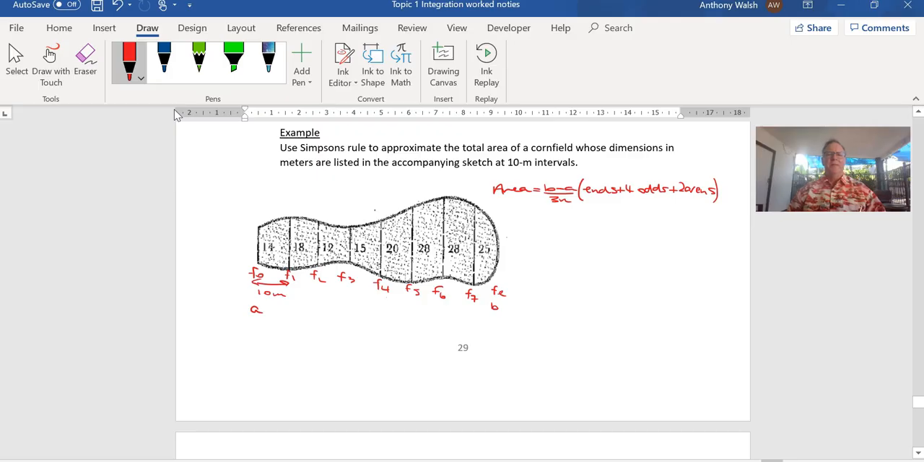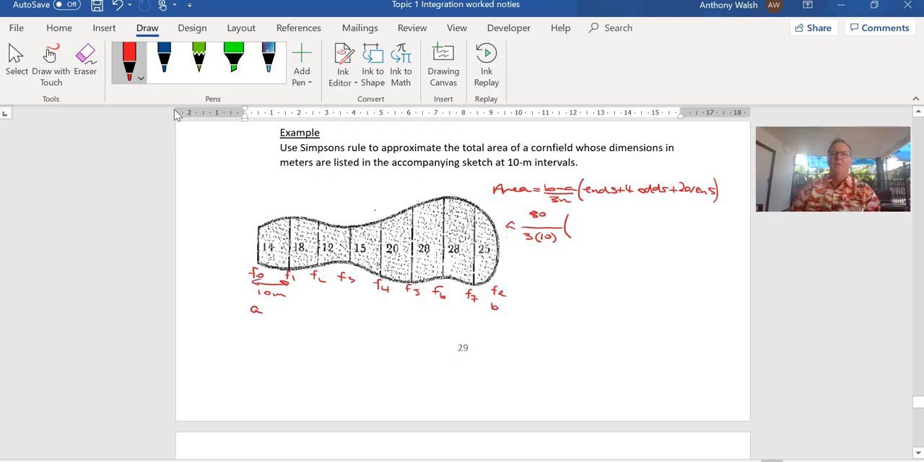Now, by numbering that, I know which are the odd lengths, which are the n lengths. So, back to my area, which is approximately equal to this. Okay, b minus a for a start. Well, b minus a is the length of the whole thing, which we already worked out is 8 strips that are 10 meters wide, so that is 80. I'm going to divide that by 3n. What's n? N is the number of strips, which I already know is equal to 10.